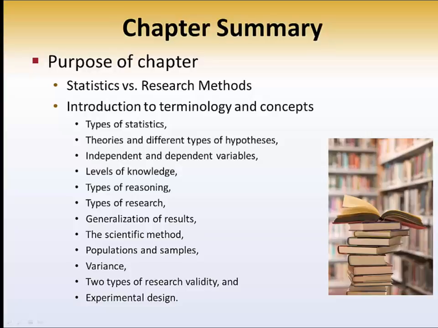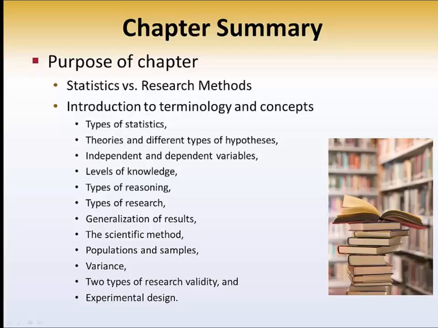Other terms and concepts that were presented in Chapter 1 include the types of statistics, parametric and non-parametric. We also presented different types of hypotheses: research hypothesis, null hypothesis, and alternative hypothesis. We introduced you to the terms independent and dependent variables. Independent variable is the one that you manipulate, and dependent variable is the one you're interested in seeing if it changes. Talked about levels of knowledge being descriptive, predictive, control, and explanation.